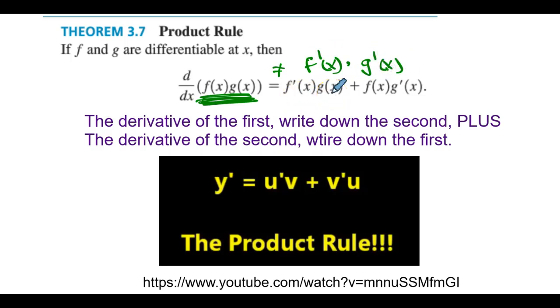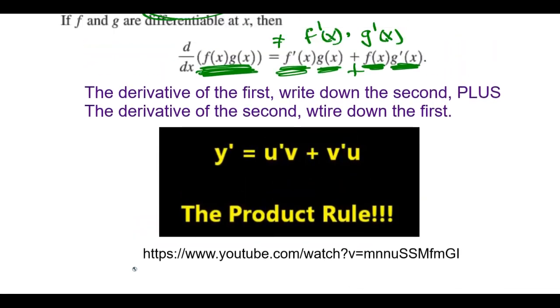There's a rule that we need to follow, and here comes the product rule. It's take the derivative of the first, write down the second function, plus the derivative of the second function, g prime x, write down the first. There's all sorts of ways to remember it. There's even songs that you can sing. U prime V plus V prime U. There's a little YouTube video you can listen to.